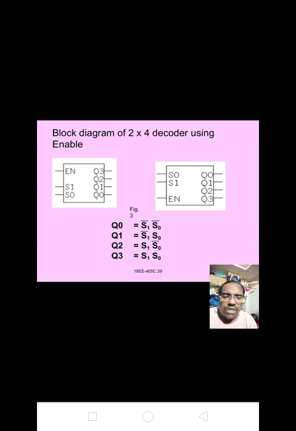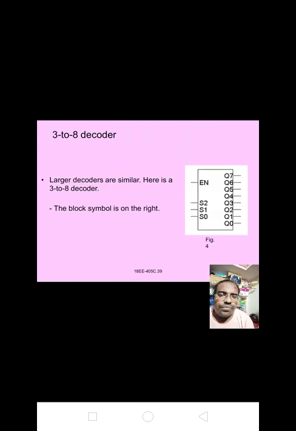Next, outputs are Q0 equal to S1 bar S0 bar, Q1 equal to S1 bar S0, Q2 equal to S1 S0 bar, Q3 equal to S1 S0. Okay, these are the Boolean equations: Q0 S1 bar S0 bar, Q1 S1 bar S0, Q2 S1 S0 bar, Q3 S1 S0.